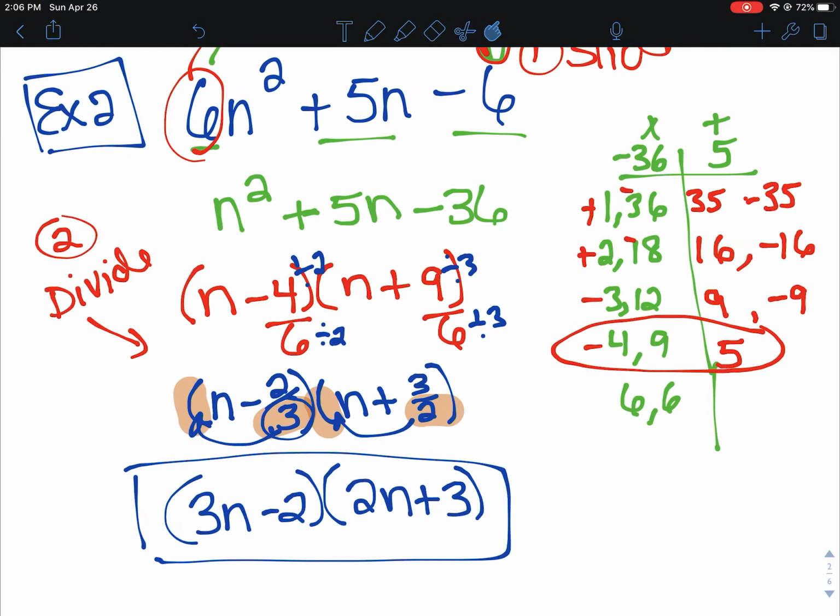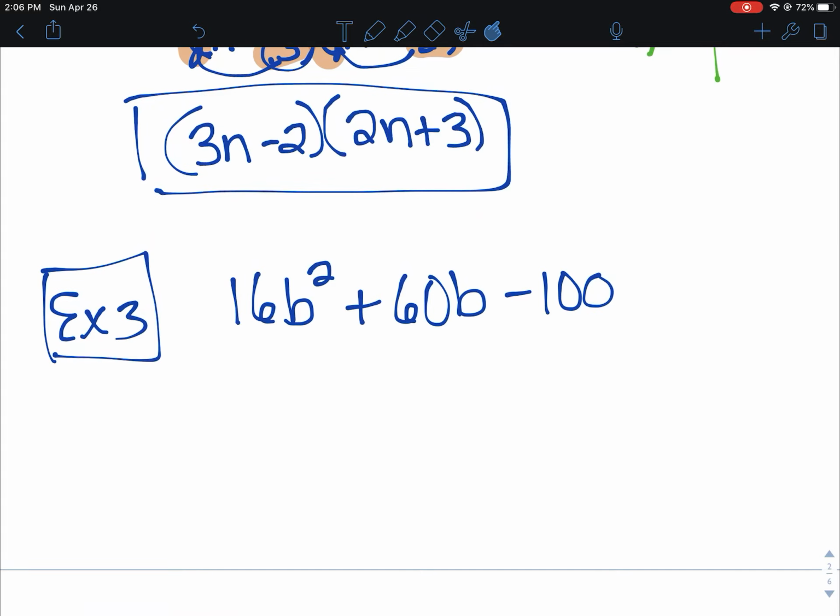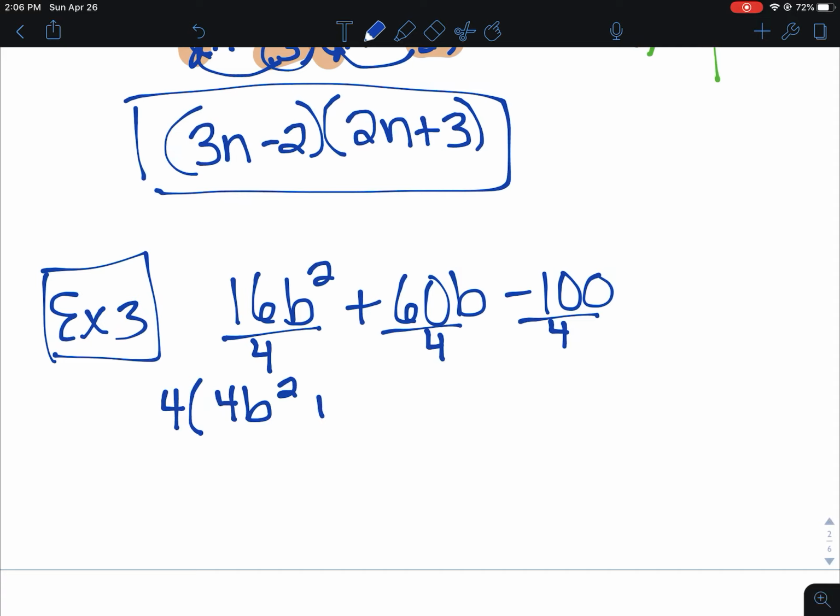All right, one more and then we'll do the one in your notes to sort of solidify this. So in this example here, 16b squared plus 60b minus 100, the first thing that I want to do is always, always, always look for a greatest common factor. So 16, 60, and 100. If you think about that, I know that I can divide each of these by 4. So that's what I'm going to do first. 4 goes in the front, and then I'm left with 4b squared plus 15b minus 25. All right.